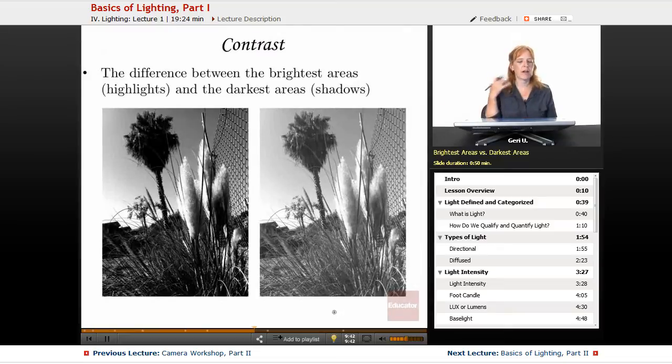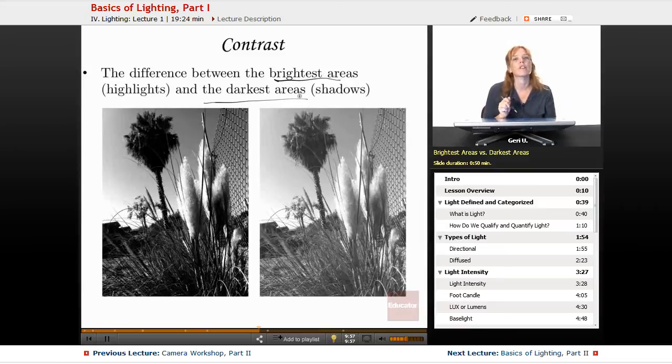Okay, so let's think about contrast a little bit more. I know a lot of people, when we first start working with cameras and photography and cinematography, contrast is not super clear in their minds what it is. So the difference, again, remember, contrast is the difference between the brightest areas, the highlights, and the darkest areas.